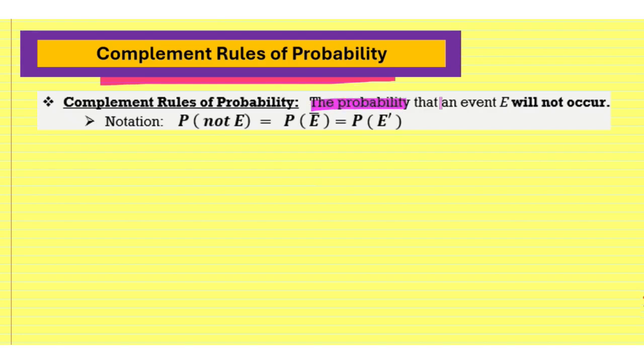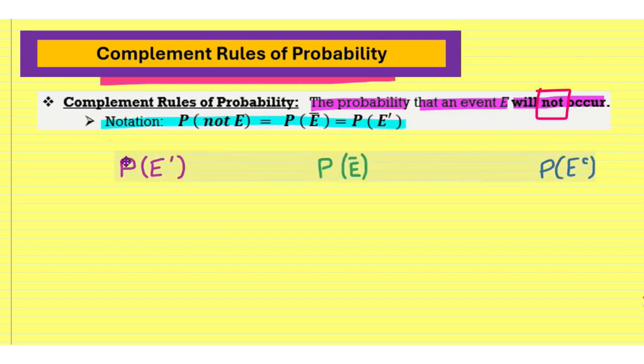The probability that an event E will not occur. The key word there is "not occur." There are several ways to talk about the notation. This textbook says P of not E is equal to P of E bar is equal to P of E prime. But I want you to understand that the notation can differ from one website to another, from one textbook to another, but it all means exactly the same thing. So we're going to talk about the notation briefly.